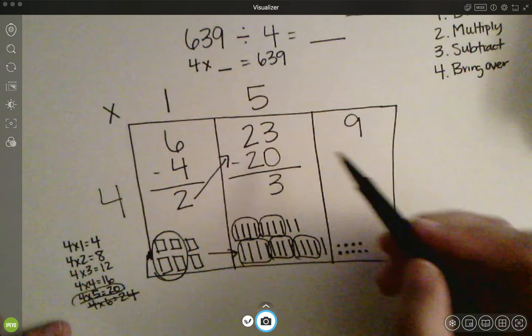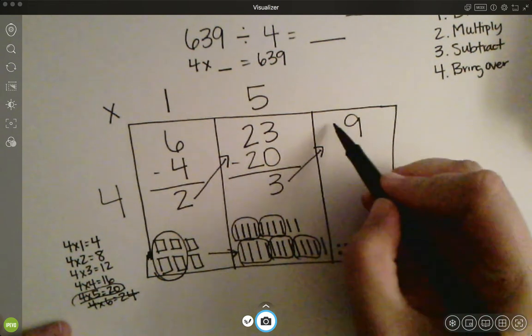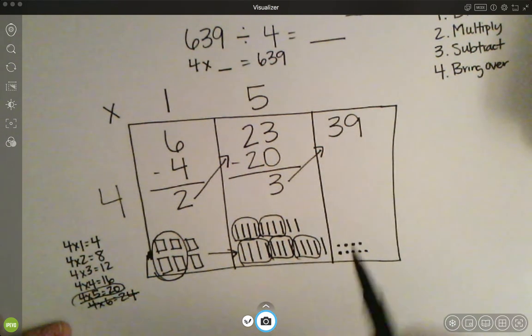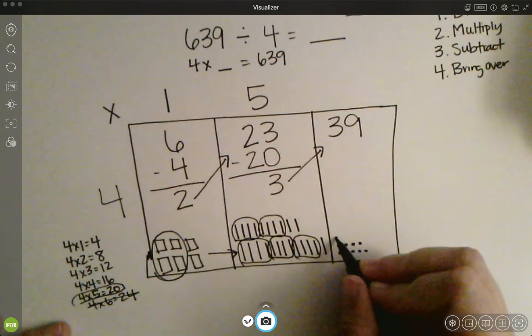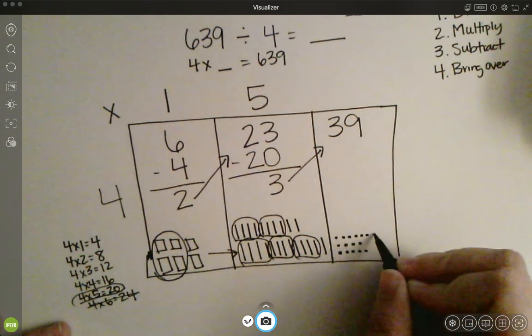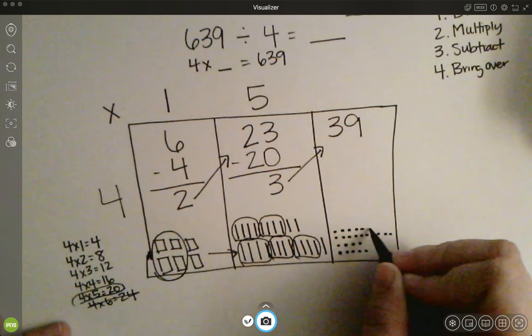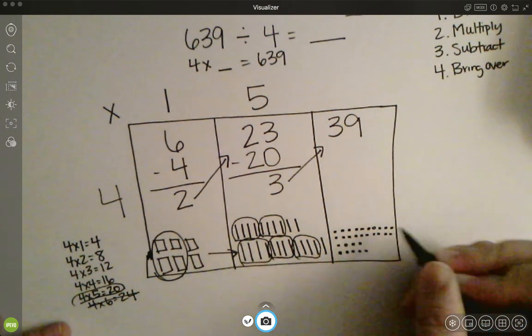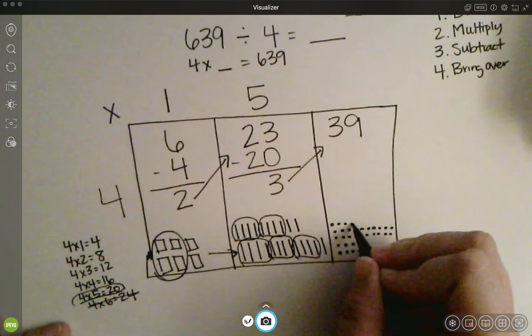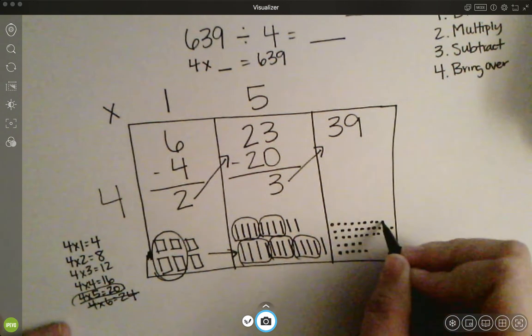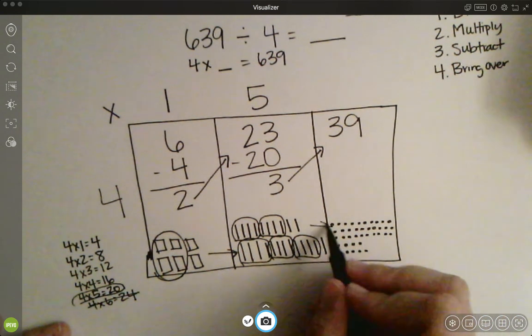So what's left over, I have to bring over to the next place. The ones place now. So I need to bring 3 tens over. 1, 2, 3, 4, 5, 6, 7, 8, 9, 10. So those I've brought over now.